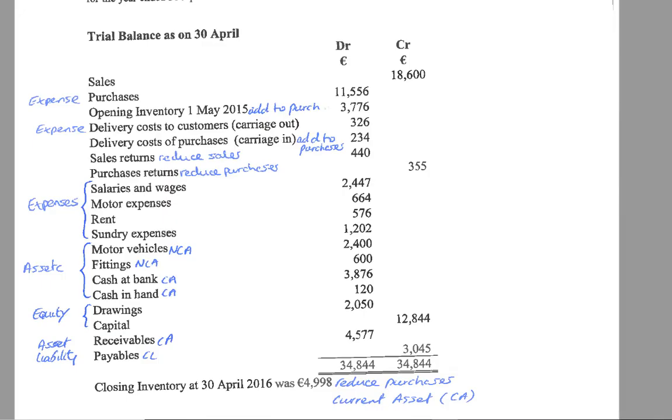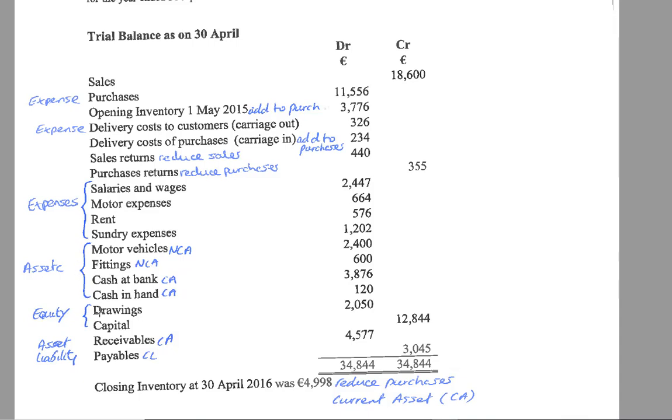The second statement we're asked to prepare is the statement of financial position, which is where you list your assets, your equity, and your liabilities. And the total of the assets should equal the total of the equity and liabilities added together. So when we look at our trial balance here, we have 1, 2, 3, 4 assets, 5 is receivables, and 6 is closing inventory. So there are assets.